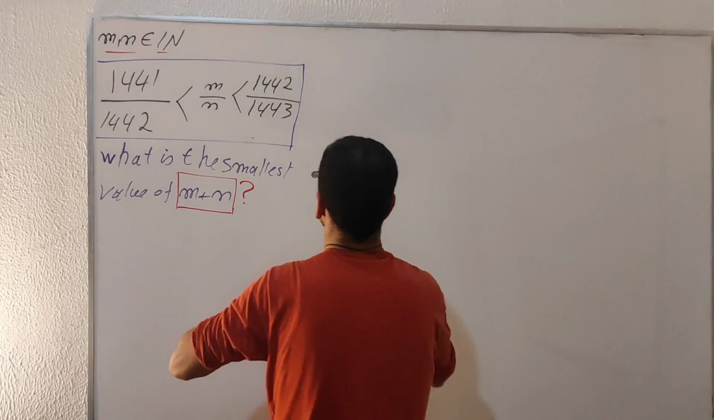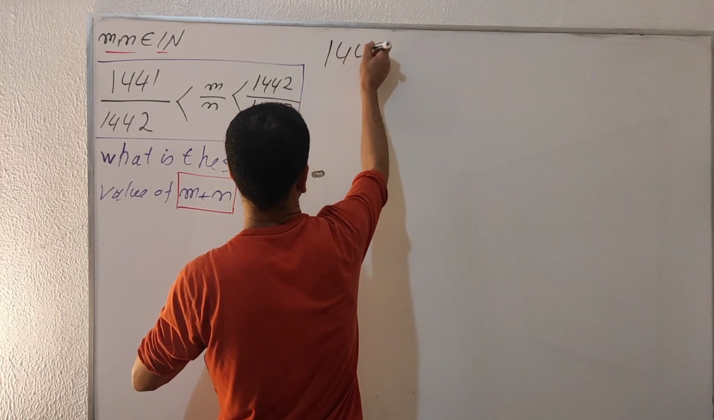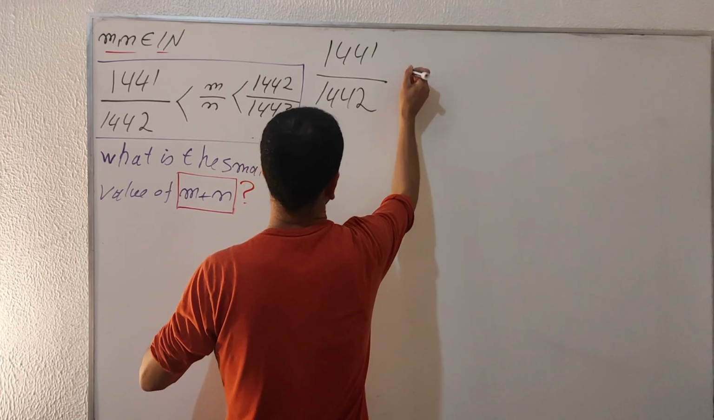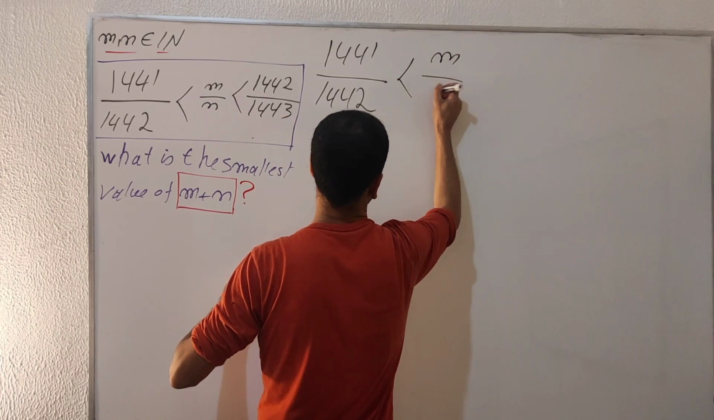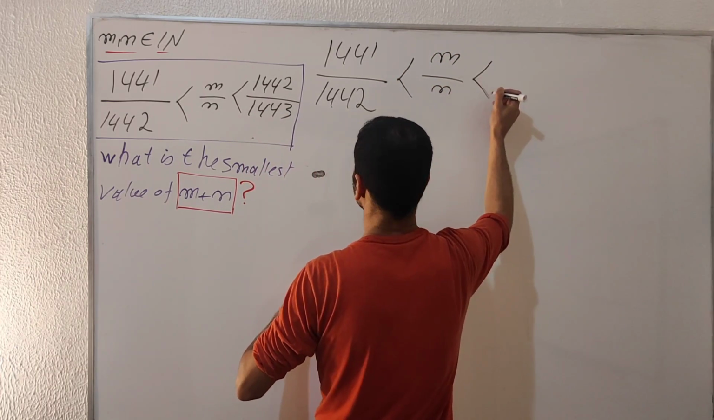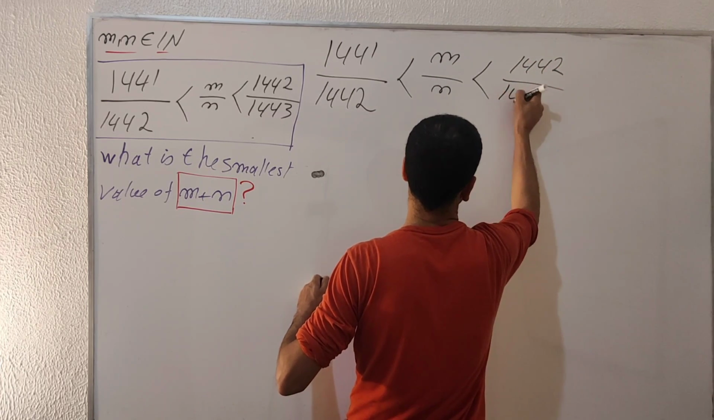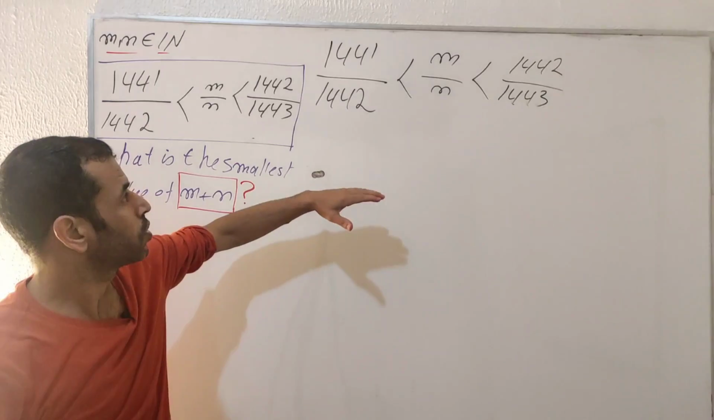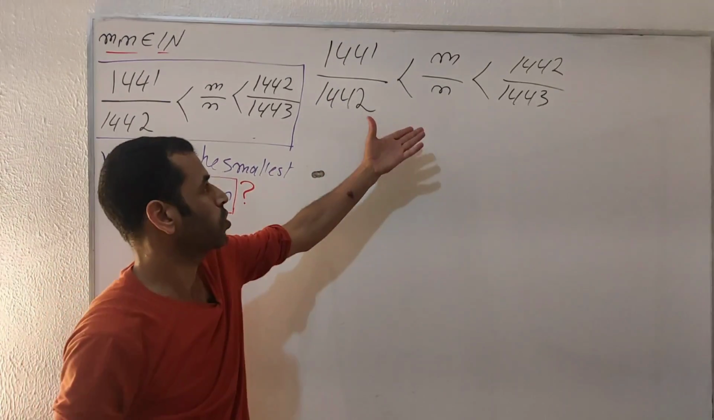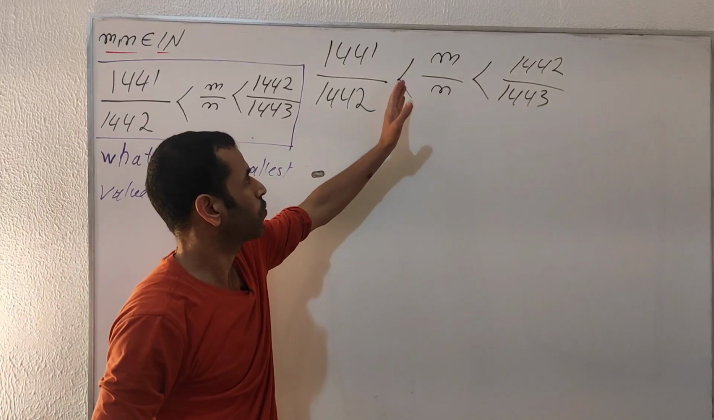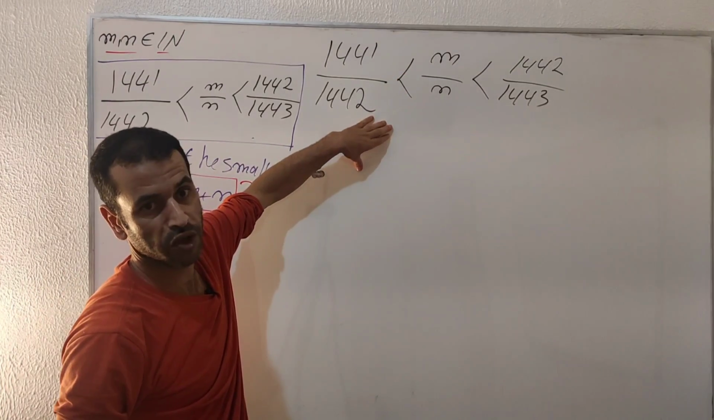We have the following fraction, which is 1441 over 1442, strictly inferior to m over n, strictly inferior to 1442 over 1443. So we have this inequality already written in this form. Now we are going to work on this one. First of all, I'm going to start with the left-hand side of this inequality, then move on to the right side.